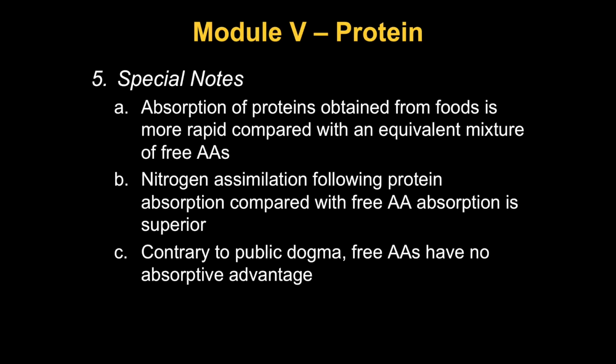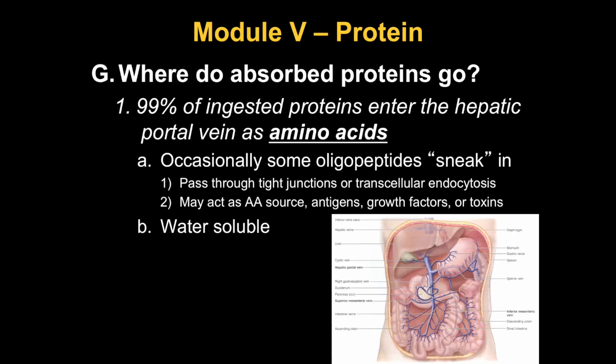So where do these absorbed proteins go? Well, 99% of ingested proteins are going to enter the hepatic portal vein as amino acids. You do get some oligopeptides that are sneaking in, through the tight junctions, or through transcellular endocytosis. But for the most part, you're getting amino acids that are going directly to the liver via the hepatic portal vein, and they are transported in the plasma part of blood because they are water soluble.